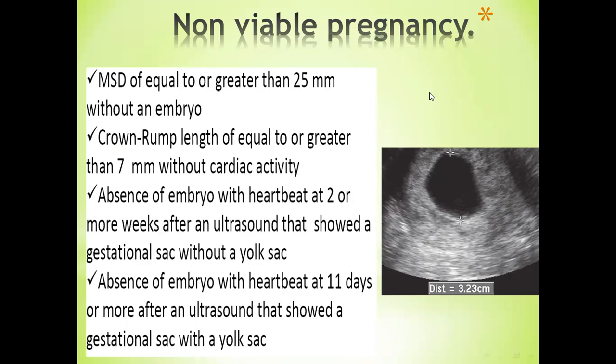Another method depends upon what's called time lapse. If we have two scans, in the first scan we visualize a gestational sac and wait for another 2 weeks, and there is no heartbeat, so you're sure that this is missed abortion or failed pregnancy. Or absence of an embryo with fetal heartbeat after 11 days of an ultrasound that shows a gestational sac with yolk sac. If we have a previous scan with a gestational sac with no yolk sac, we should wait for 2 weeks. If there is a yolk sac, we should wait only for 11 days.